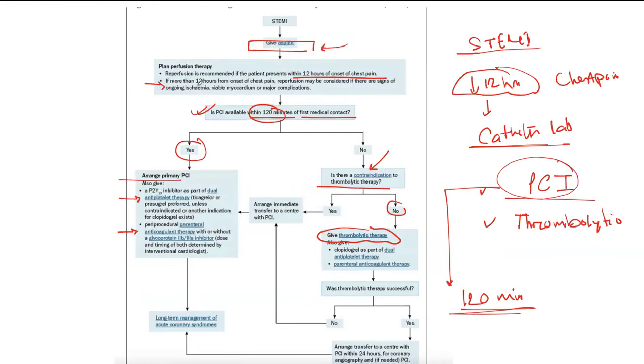You can see here, if it is more than 12 hours from onset of chest pain, reperfusion can still be considered if there is ongoing ischemia, viable myocardium, or major complication. Now, this is a specialist level thing. This is usually not your thing because you will not decide this. This will come to the cardiologist, whether this patient needs to be treated or not. But yes, it can be done. It's case by case.